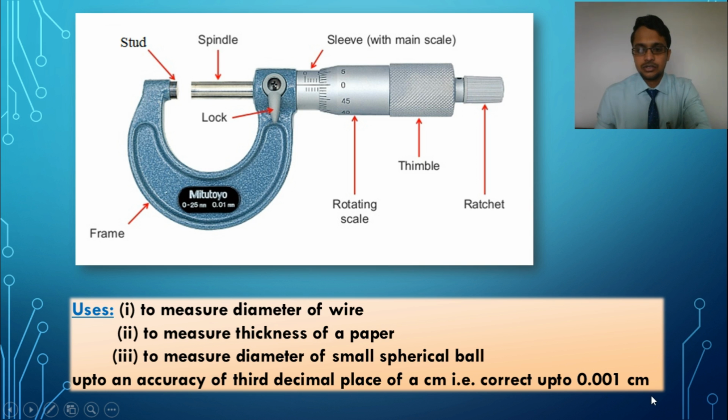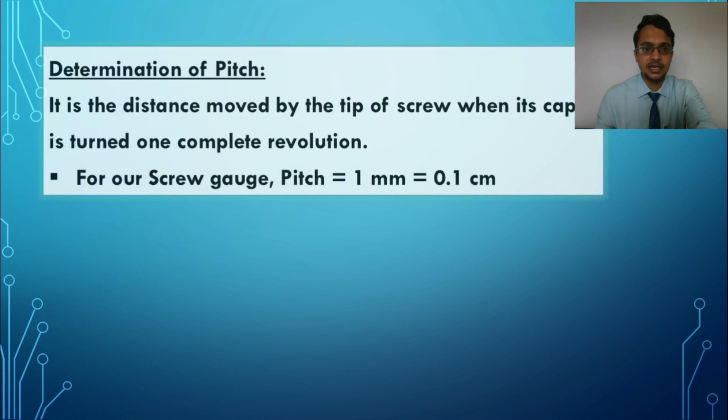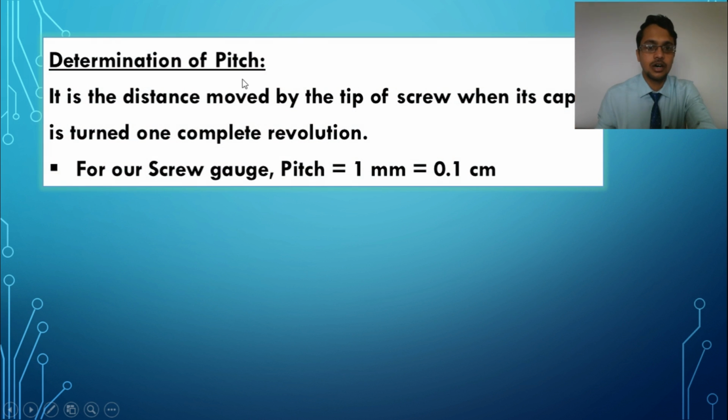Okay. So we will see first the calculation part, means the pitch. There is one term, pitch of this screw gauge. And another term is least count. How to measure that pitch and least count, that we will see first. We have to measure that pitch and least count before starting the experiment, before taking the readings. So come to the next part, that is determination of pitch.